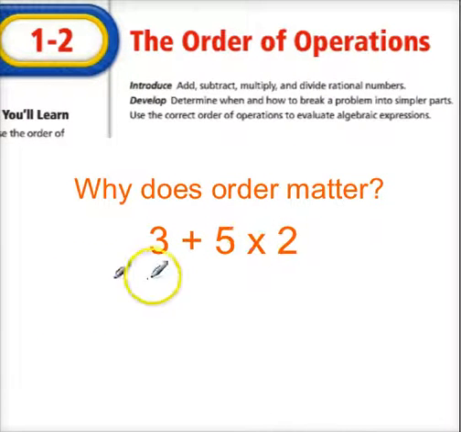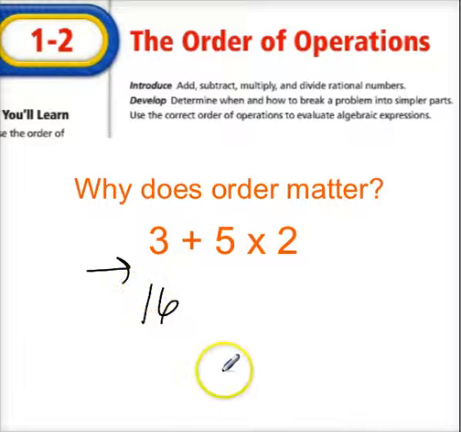The first way I'm going to solve is by going left to right. 3 plus 5 is 8 times 2, 16. The other way I'm going to solve is by paying attention to the order of operations, which we'll talk about in 1 second. Order of operations tells us to multiply before we add. When you do that, you get 5 times 2, which is 10, plus 3, 13.